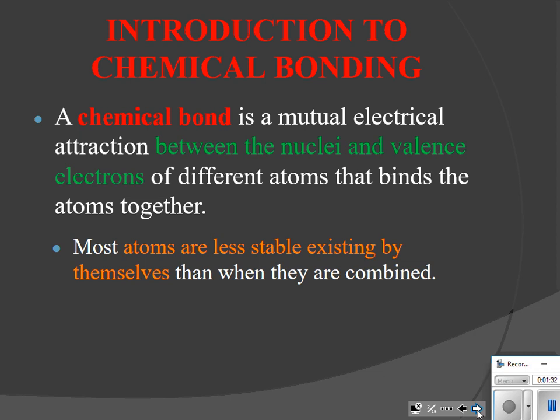How do these atoms achieve stability? They fill their outer shells, and we can do so in a few different ways. So, what these atoms want? They want stability. They want stability in their life, and they do so by filling the shells.